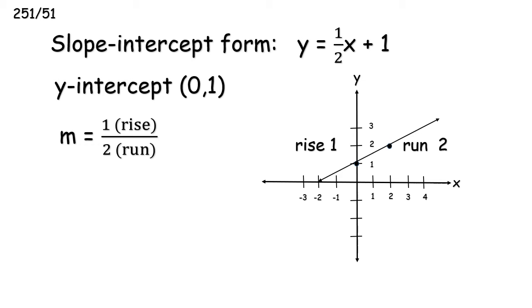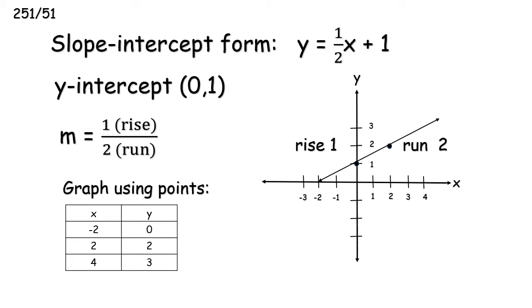We have a straight line. We can also graph using points. If we substitute negative 2, 2, and 4 for the x value, our y-coordinates will be correspondingly 0, 2, and 3. This is the point (-2, 0). We already have (2, 2), and now this is (4, 3).